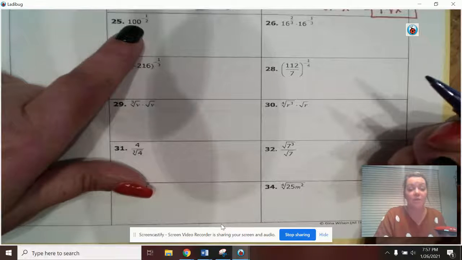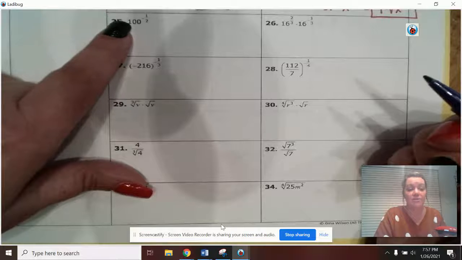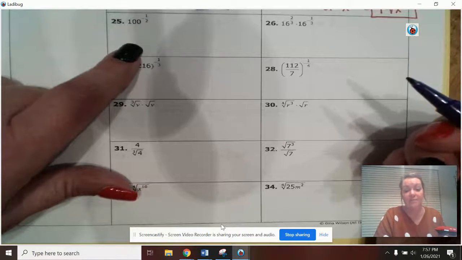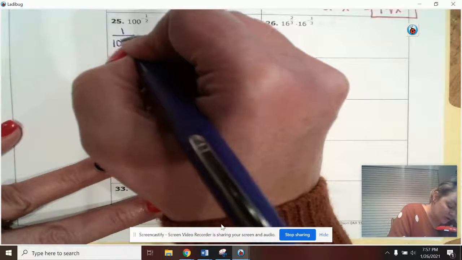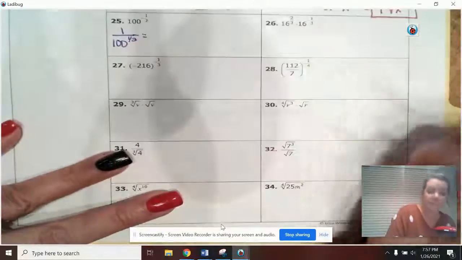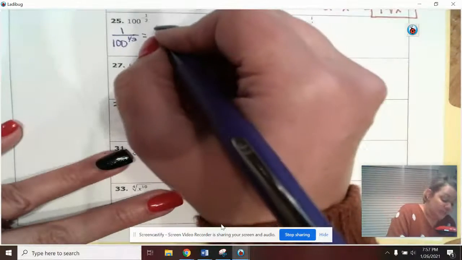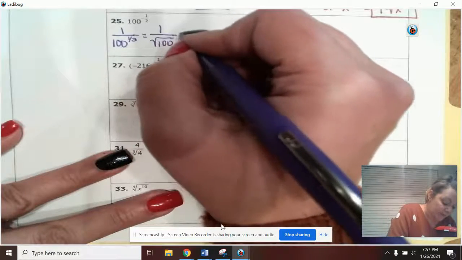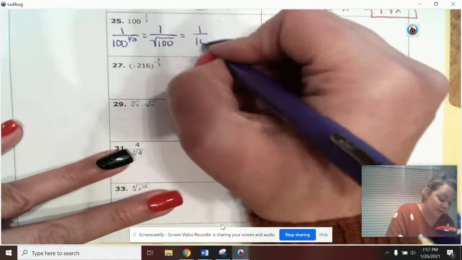So this is 100 to the negative 1/2. And in the exponent rules videos at the beginning, I told you that if something has a negative exponent, you want to move it to the bottom of the fraction and make it positive. So for this one, I'm going to say 1 over 100 to the 1/2. Now, 100 to the 1/2, that's just the square root of 100. So now it says 1 over square root of 100. And we know the square root of 100 is 10. So this is just 1 over 10.